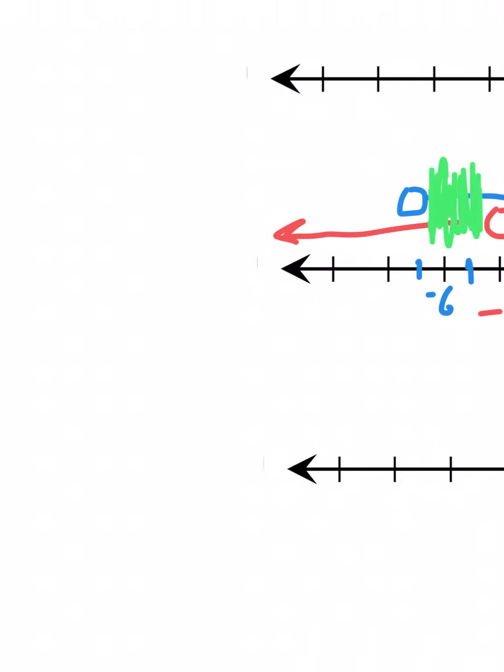And there are no solutions to the inequality outside of that region. So for example, a good solution to this inequality would be negative 5. That would work. But something like negative 8 would not be a solution to this inequality.